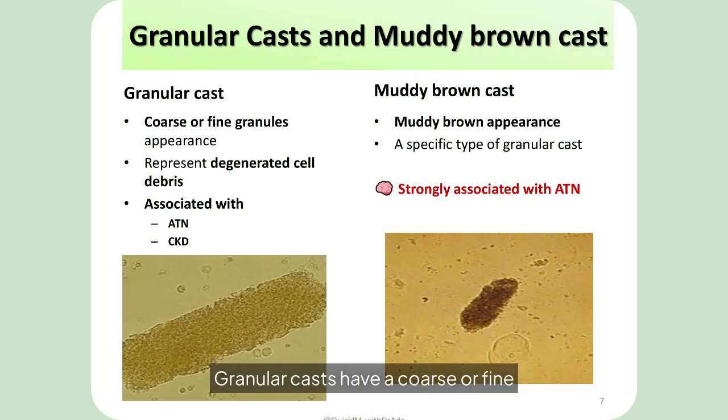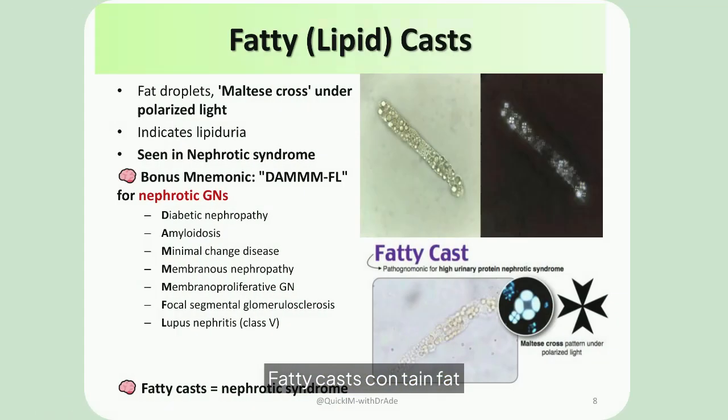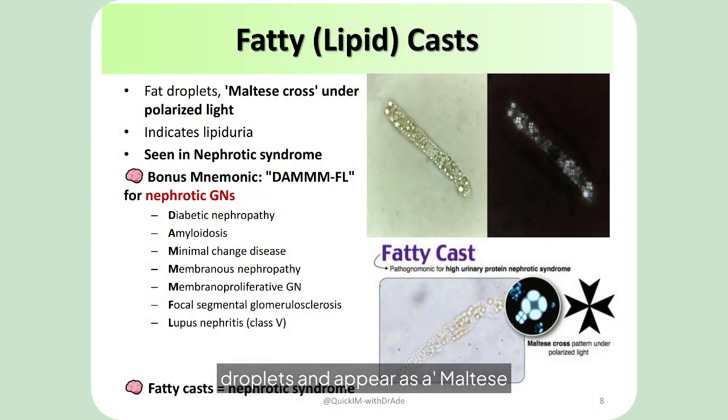Granular casts have a coarse or fine granule appearance, representing degenerated cell debris. They are associated with acute tubular necrosis and chronic kidney disease. Muddy brown casts, a type of granular cast, are strongly associated with acute tubular necrosis. Fatty casts contain fat droplets and appear as a Maltese cross under polarized light, indicating lipiduria.